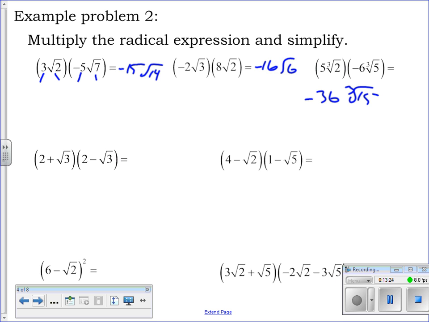The next ones do. But these are just like foiling. You foil. If you can do x plus 1 times x minus 3, you can do this.